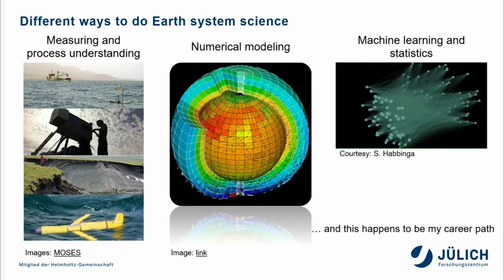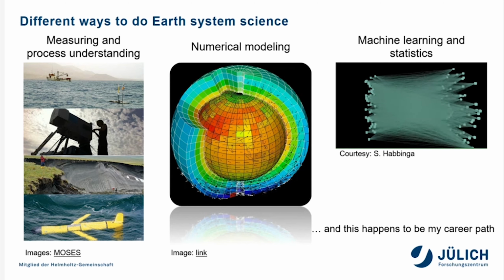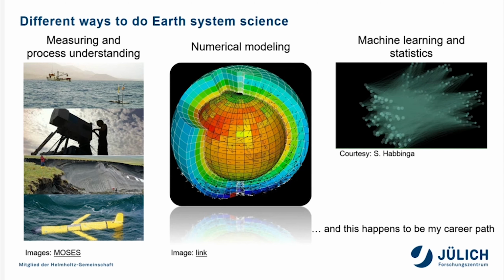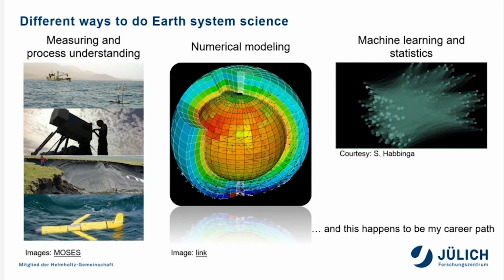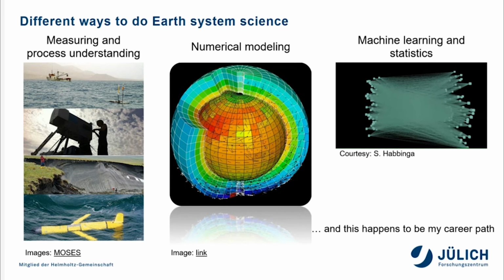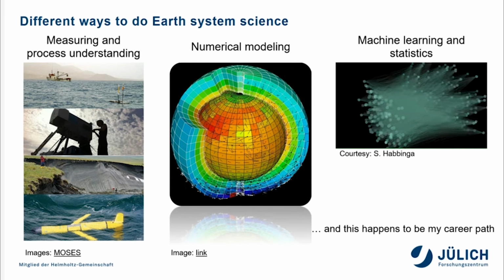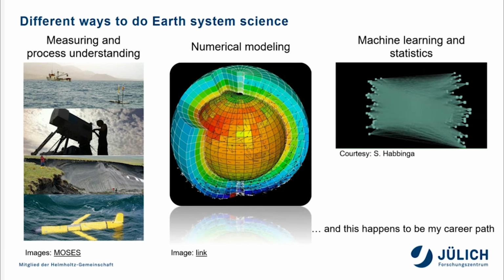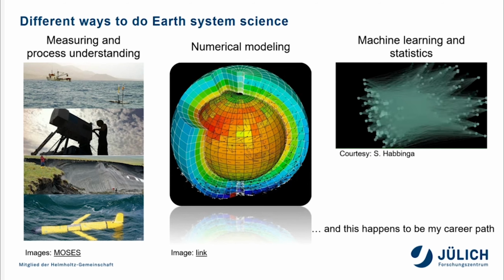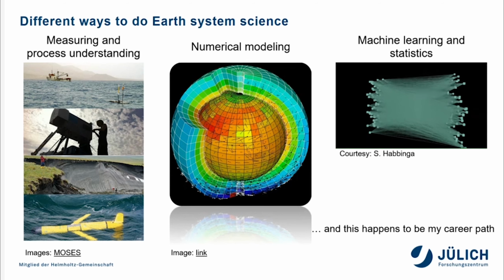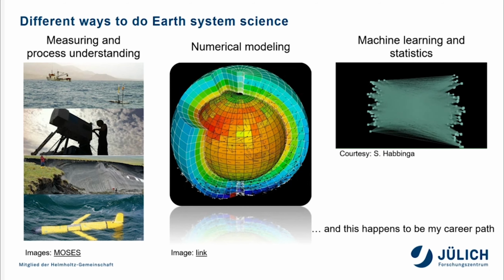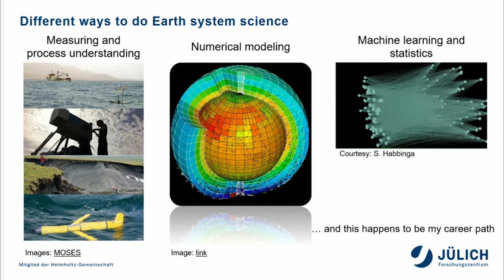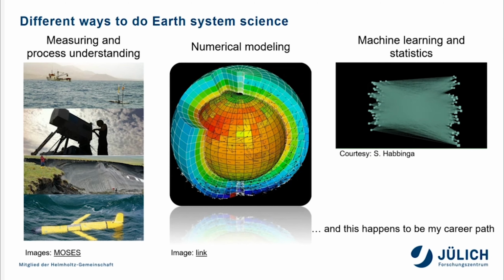And just interestingly, in this order, this happens to reflect my career path. So basically, I started my career with doing measurements and looking at atmospheric chemical processes, then moved on to numerical modeling, which I did for about 15 years. And now, since about 3 years, since I started the ESDE group, we are really looking into the application of statistics and machine learning for Earth system science.